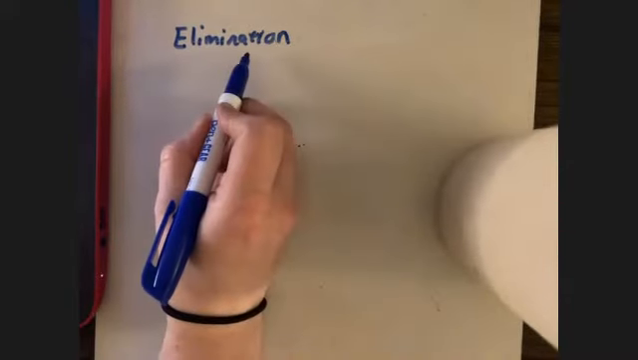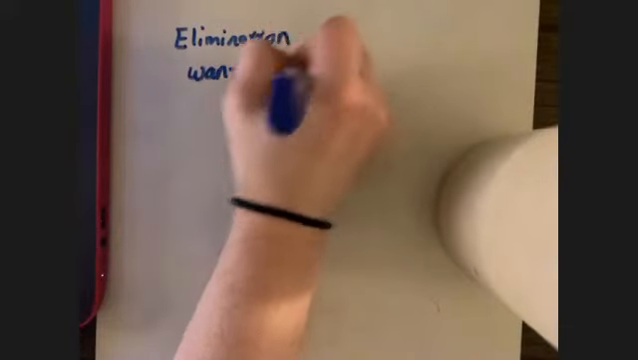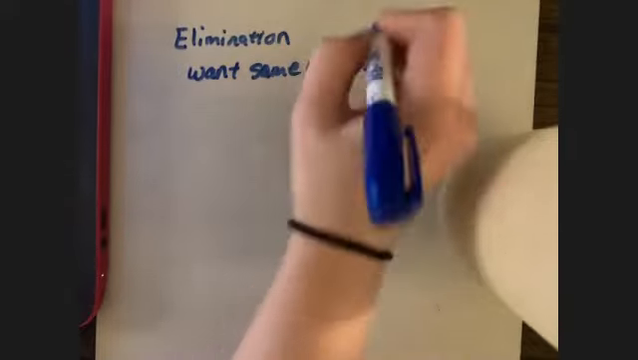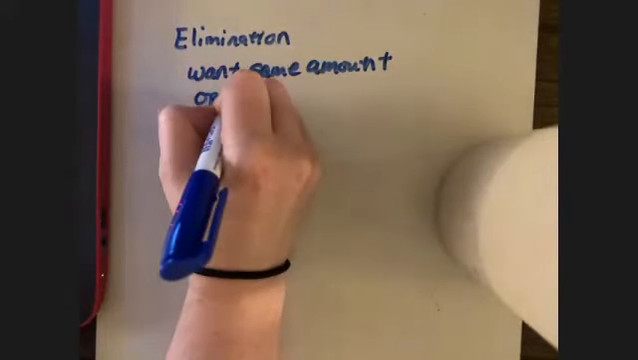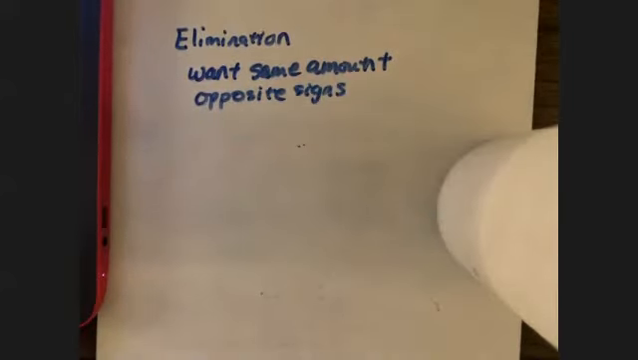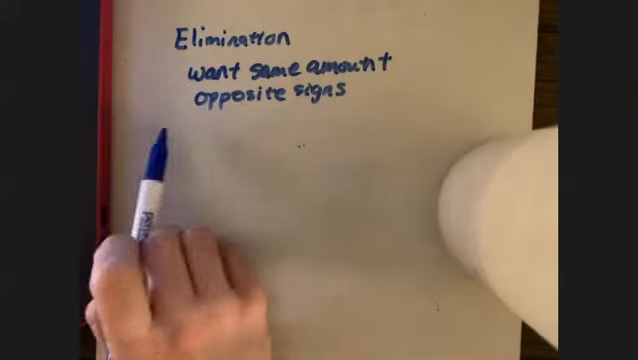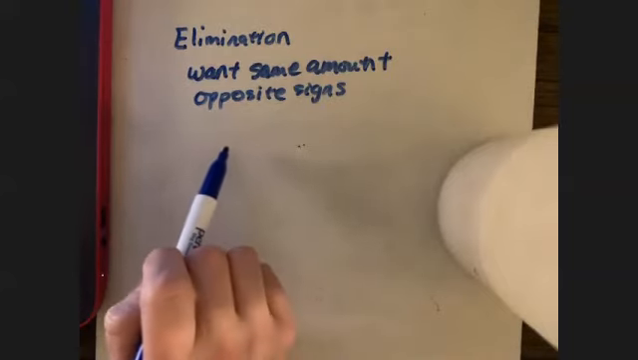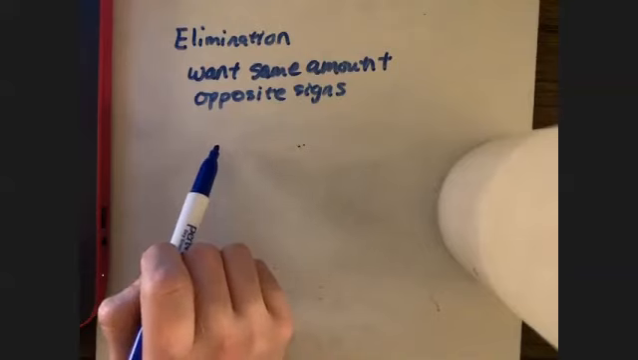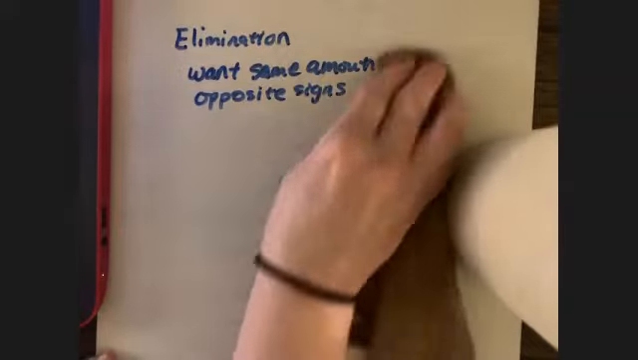Now, with our elimination, okay, we want the same amount, opposite signs on one of our variables, okay? So I want a 3x and a minus 3x. Negative 9y, positive 9y. And then we're going to add those two things together, okay? Now, in order to make this happen, you can multiply one line or both lines by any value that you want. They don't have to be the same value.